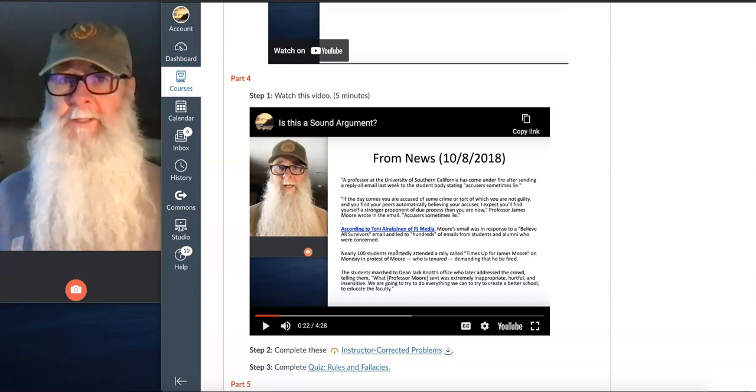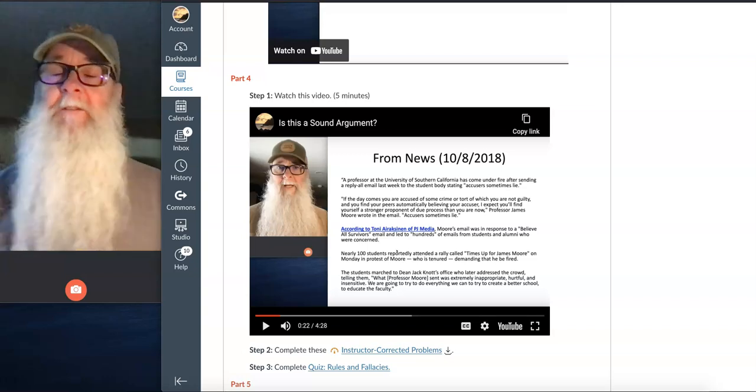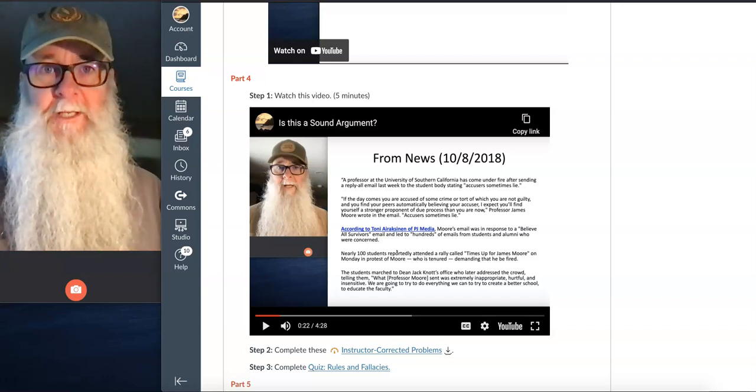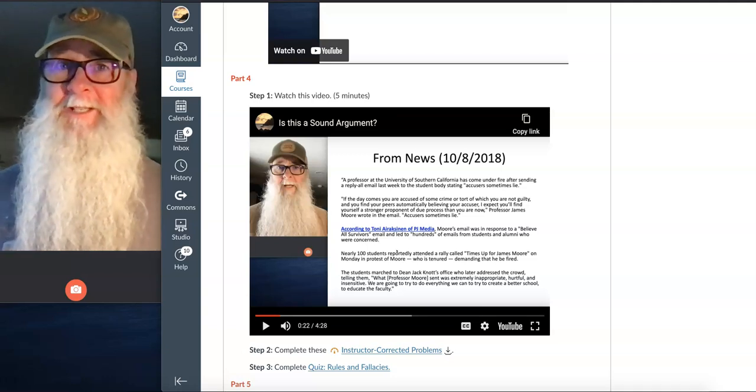If a categorical syllogism doesn't violate any of the 5 rules, it's valid. But if it violates even one of the rules, it's invalid. And the good news for us is that these 5 rules are pretty simple. They're pretty easy to understand.